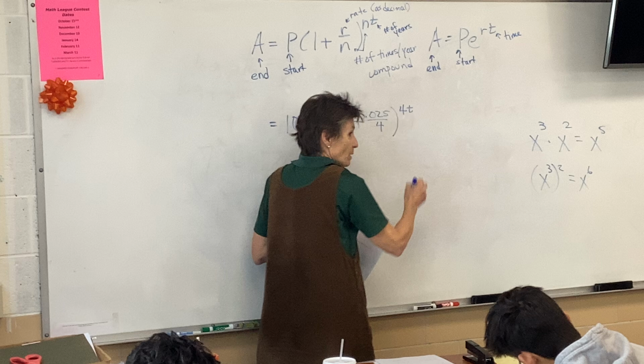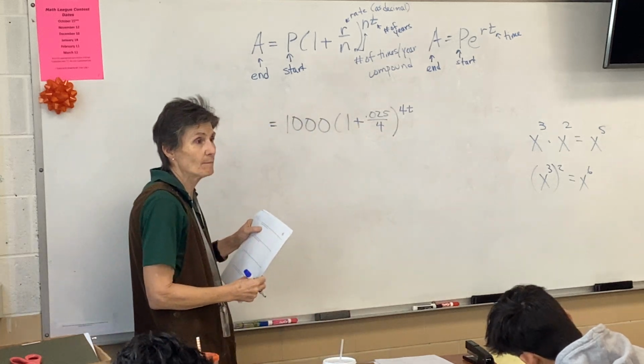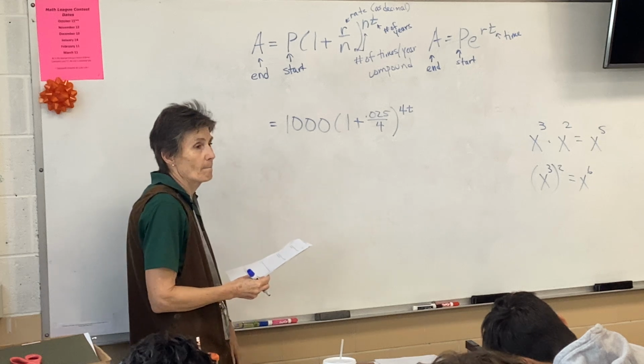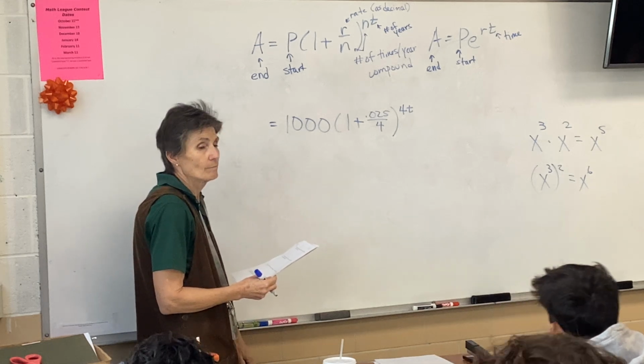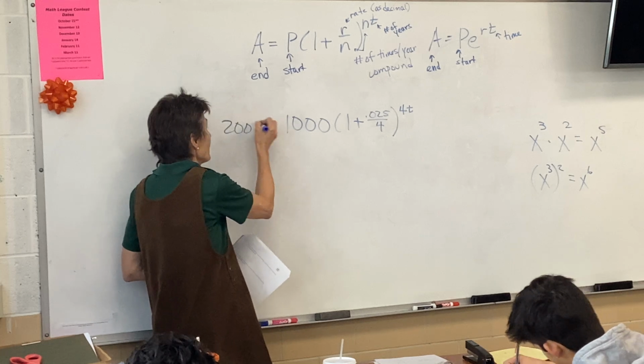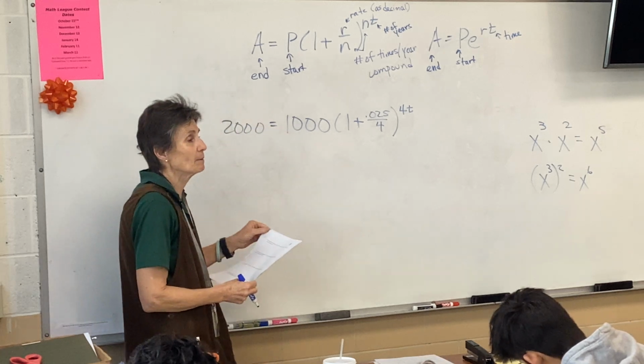And how much time? I don't know. That's what I'm trying to figure out, right? How much time? When? What's A? That's 2,000. Why is it the 2,000? Because I'm doubling my money. That's right, I'm doubling my money.